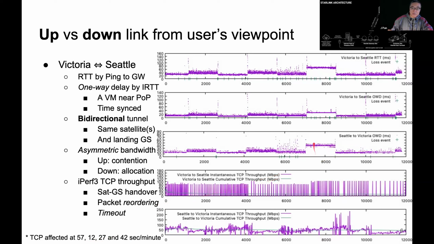When you have this handover behavior, if your minimal delay goes up dramatically, then you're going to have a timeout. And if the delay drops down quickly, then you have packet reordering. If you have a lot of packet reordering, it also triggers TCP congestion control and retransmission as well. So this brings the TCP throughput down to only about 50 megabits per second overall in this case.